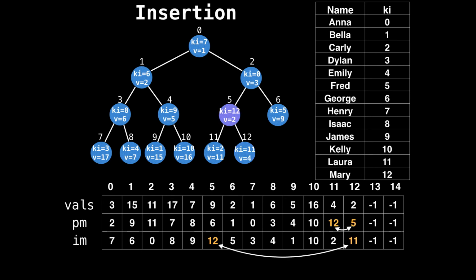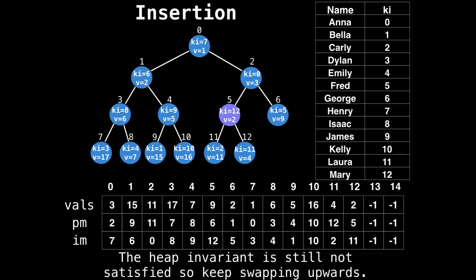To resolve this, we're going to swap the newly inserted value upwards until the heap invariant is satisfied. Swapping nodes, we need to update the position map and the inverse map by swapping the values of the two nodes we're exchanging. The values array does not need to be touched, since it gets indexed by the key index value that we get from the map and not the node index per se. It turns out that the heap invariant is still not satisfied, so we need to keep swapping upwards.